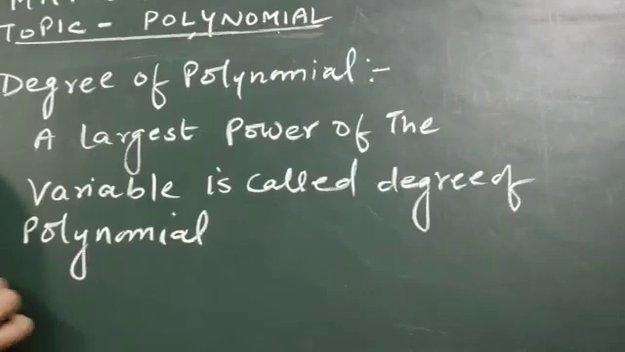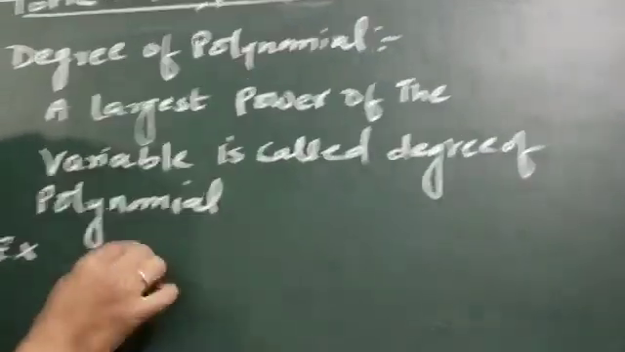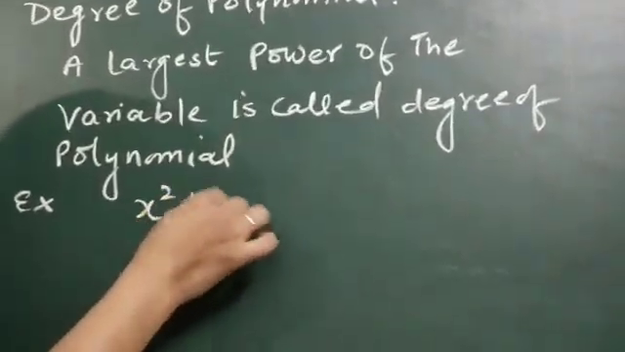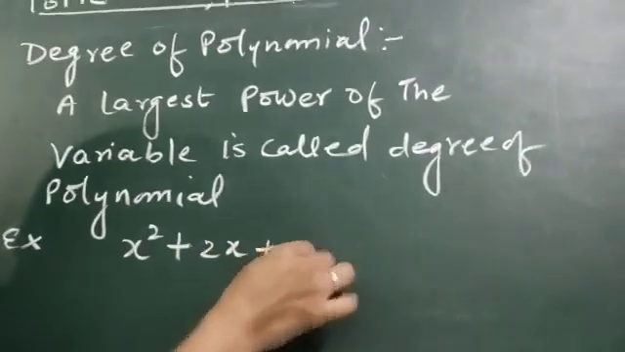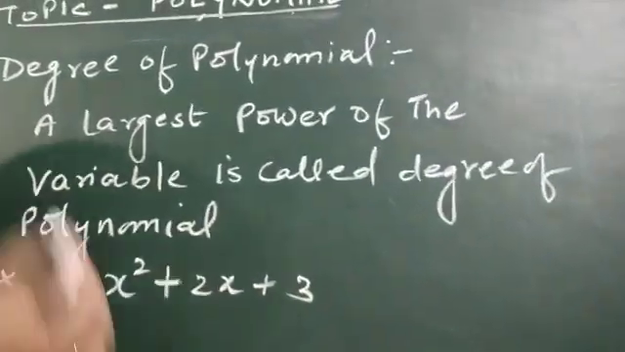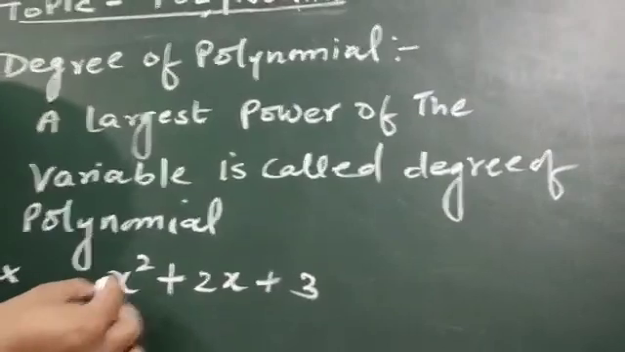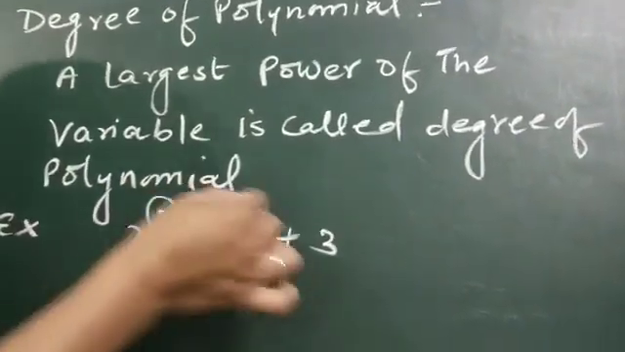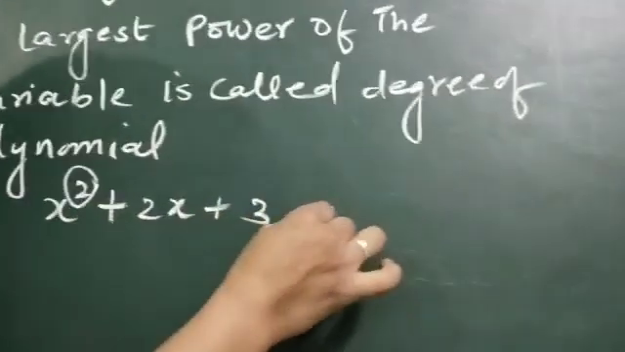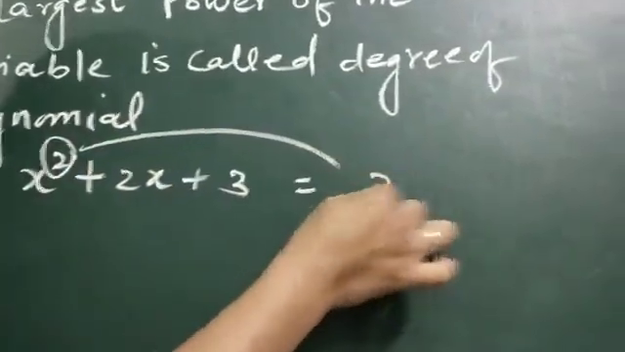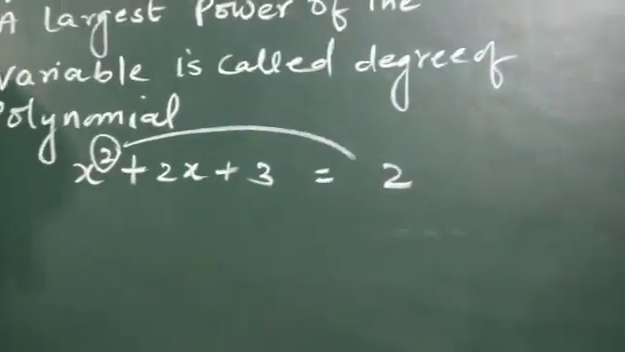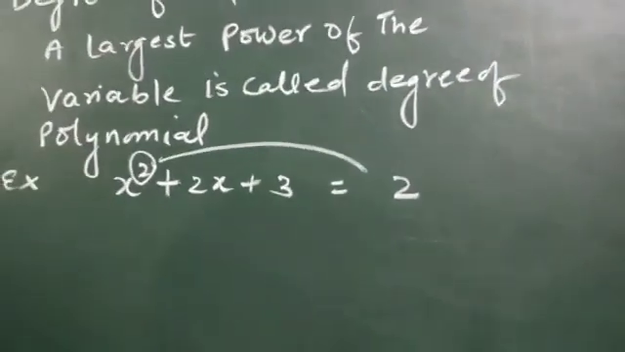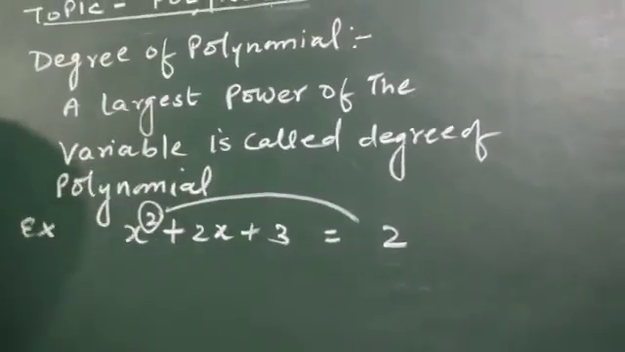Just take an example. Suppose you have a polynomial x square plus 2x plus 3, and here this is a polynomial in x, and you will see the highest power of x is 2. It means degree of this polynomial will be 2. Clear?